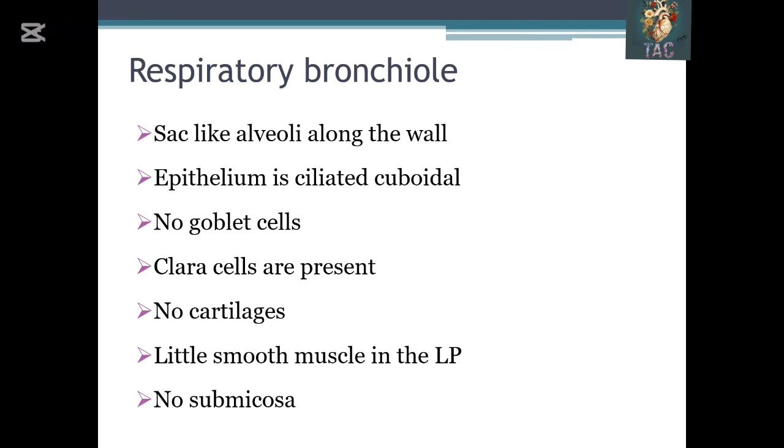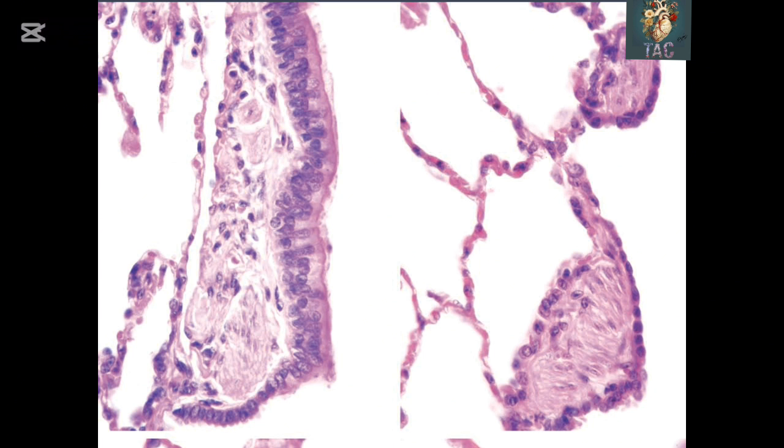No submucosa. As you can see, these are the alveoli which are present over here, and this is a little bit the section of the respiratory bronchiole. Here is the epithelium of the respiratory bronchiole and the smooth muscle, a small amount of smooth muscle which is present.